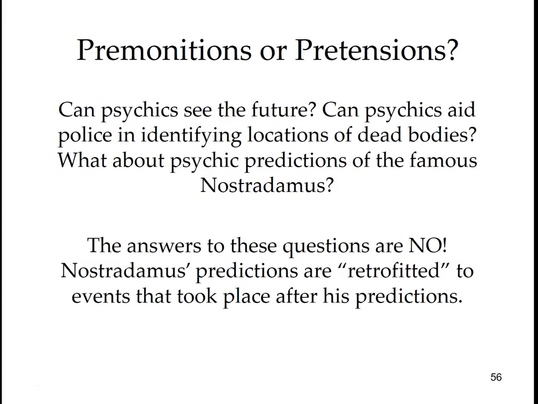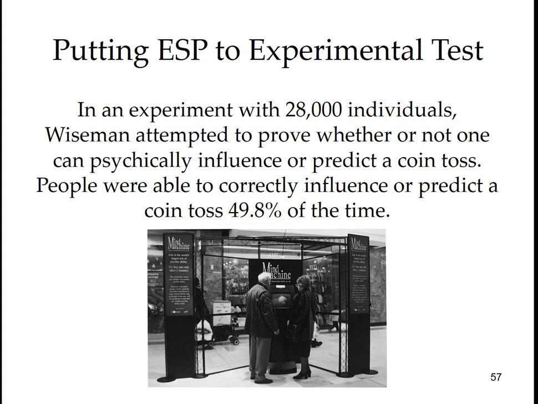Can psychics see the future? Can psychics aid police in locating dead bodies? What about the psychic predictions of the famous Nostradamus? The answer to these questions is no. Nostradamus' predictions are retrofitted to the events that took place after his predictions. In an experiment with 28,000 individuals, Wiseman attempted to test whether one can physically influence or predict a coin toss. People were able to correctly influence or predict the coin toss 49.8% of the time.